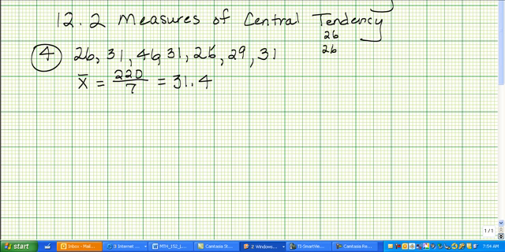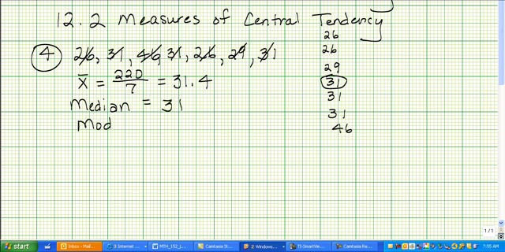We have two 26s. We have a 29. We have 1, 2, 3 31s. And we have a 46. Okay, so since we have 7 values, the middle value will be the median. So our median is 31.